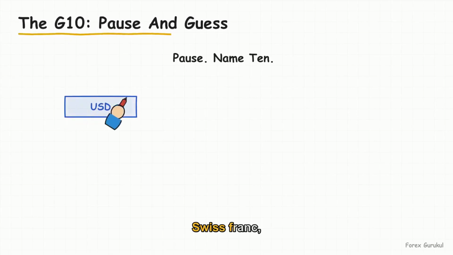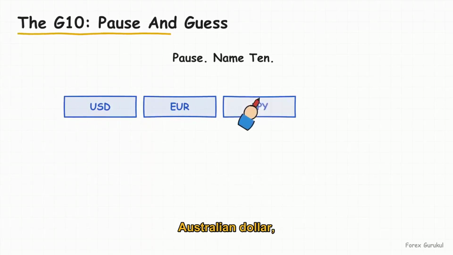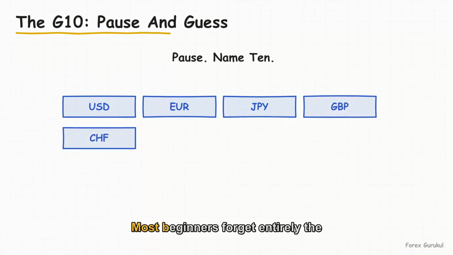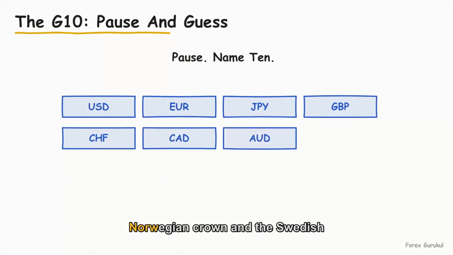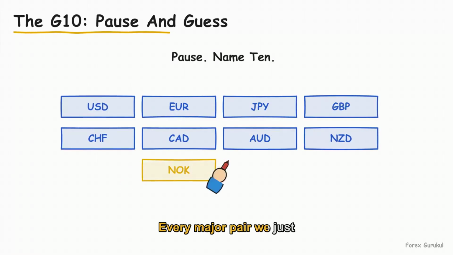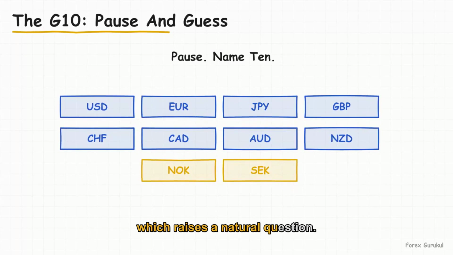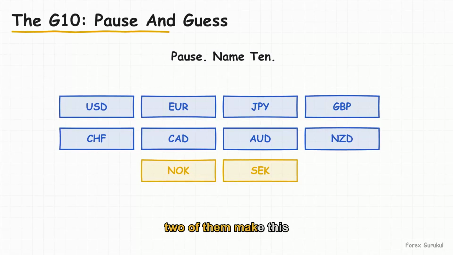Got your list? Here they are: US dollar, euro, Japanese yen, British pound, Swiss franc, Canadian dollar, Australian dollar, New Zealand dollar, and 2 Scandinavian currencies most beginners forget entirely: the Norwegian krone and the Swedish krona. Every major pair we just covered is built from names on this list, which raises a natural question: what exactly are these Scandinavian currencies, and why do only 2 of them make this cut?